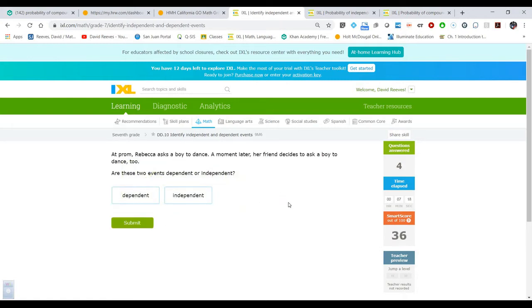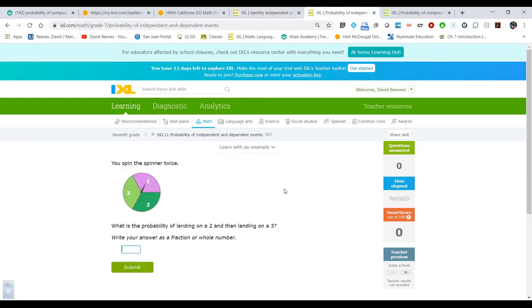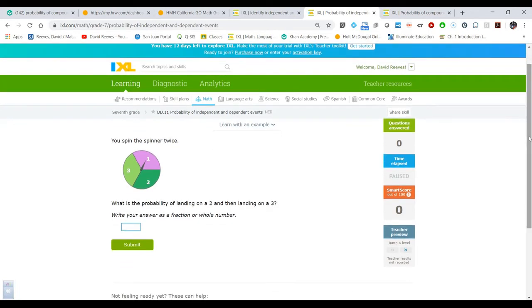All right, so hopefully you got an idea of independent versus dependent. Again, dependent means that the second outcome is affected by what happened in the first event, and independent means whatever happened first has no effect on what happens second. All right, let's go ahead and go now to probability of independent and dependent events. So previously we were just deciding are they independent or dependent. Now we want to know the probability.